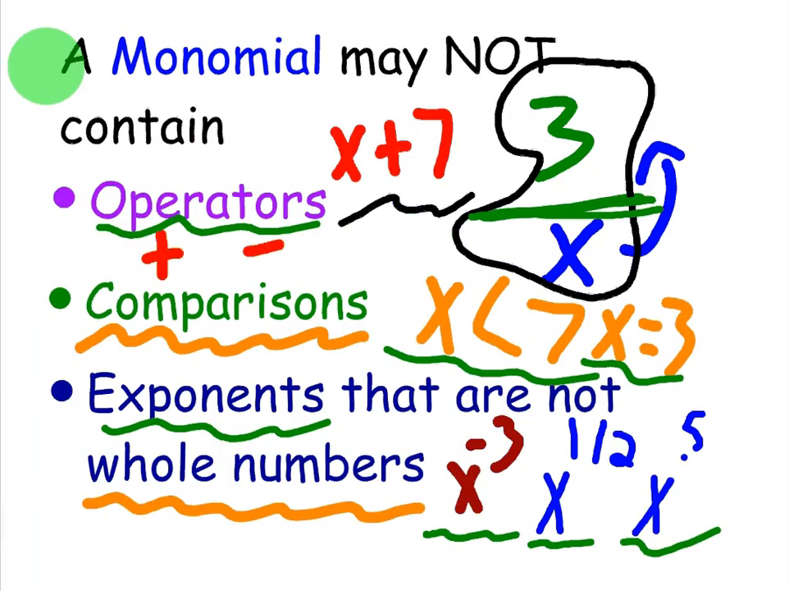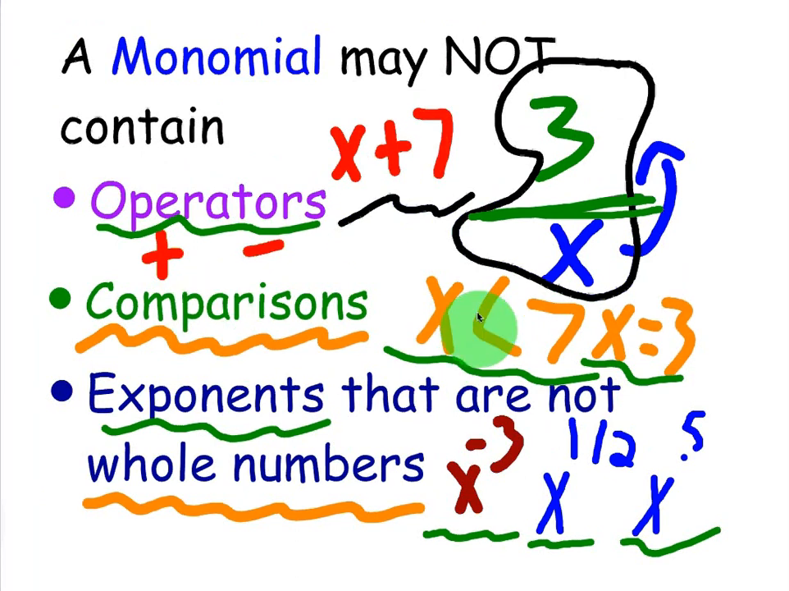So let's take what a monomial cannot contain. Operators. So for example, you have x plus 7, and specifically the operators plus and minus. If you have x plus 7, those are actually two separate terms. x is one term and 7 is another term. And remember, the prefix mono means one. When you have more than one term, that's not a monomial anymore.